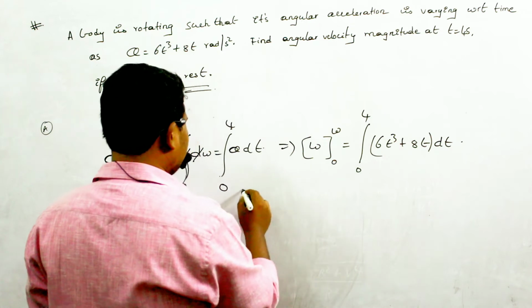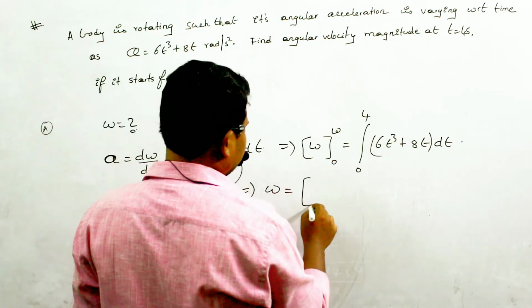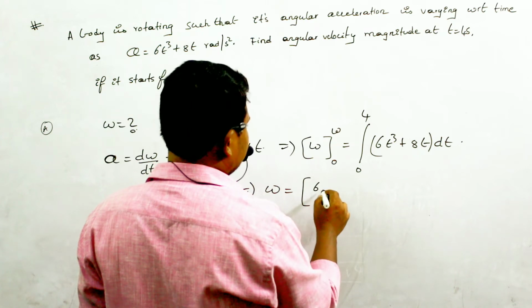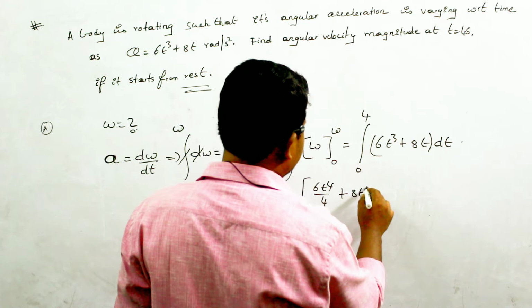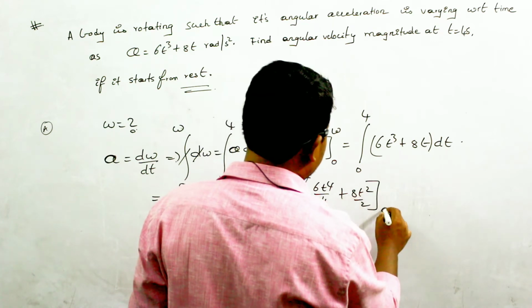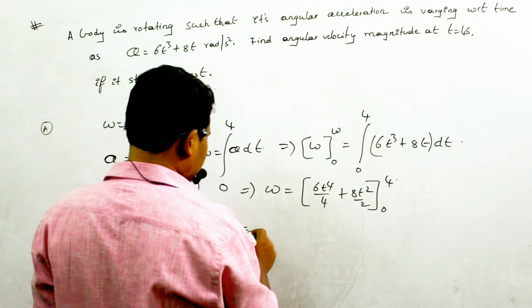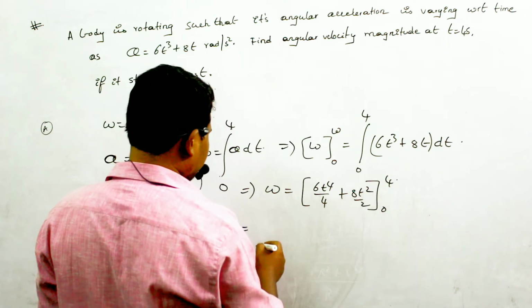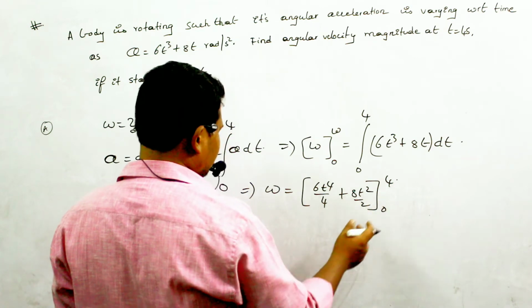So if I apply the limits of integration here, I will get omega equals, the integration of 6t cube is 6t power 4 divided by 4 plus 8t square by 2, and the limits are applied from 0 to 4 here. So if I apply the upper limit, there is no need of substituting the lower limit because every term will become 0.